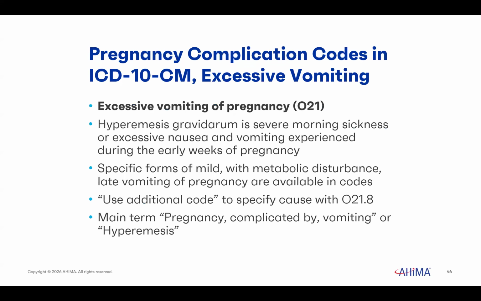We can have excessive vomiting during a pregnancy. This falls into code category O21, right? Hyperemesis gravidarum, this kind of severe morning sickness. And again, the main term would be pregnancy complicated by vomiting or hyperemesis.